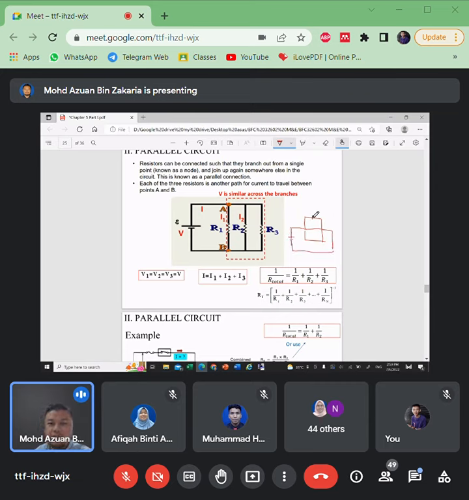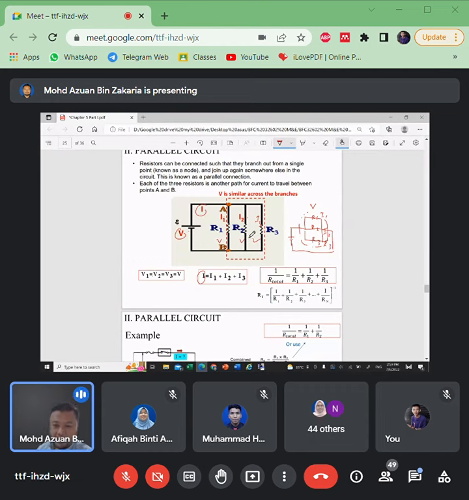Okay, so this is R1, R2, R3. It means all of them have similar voltage. So V1 equals V2 equals V3 equals V. And the total I is I1 plus I2 plus I3. Here has I1, here has I2, here has I3.